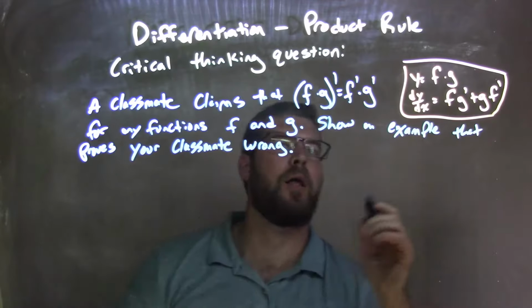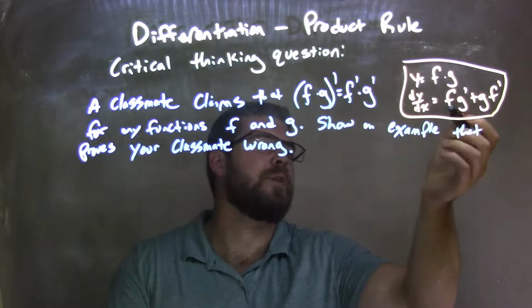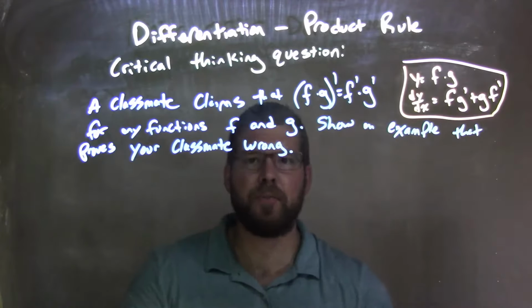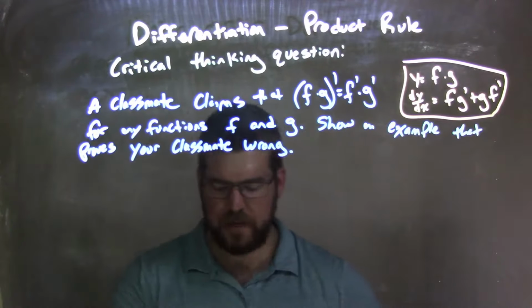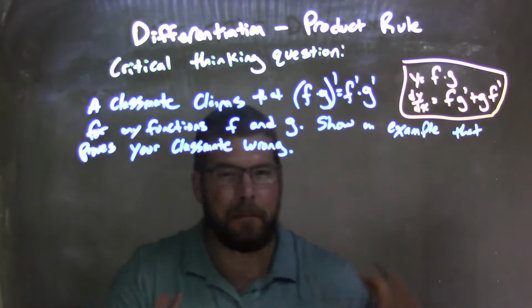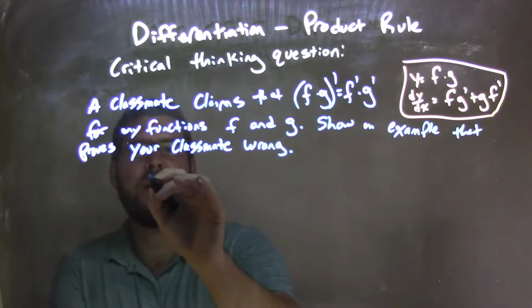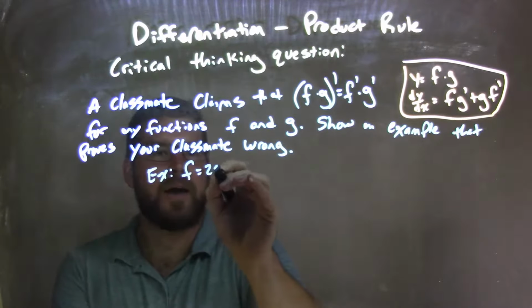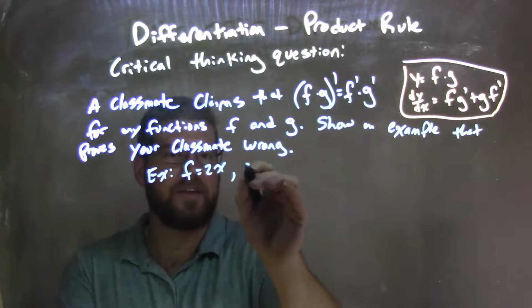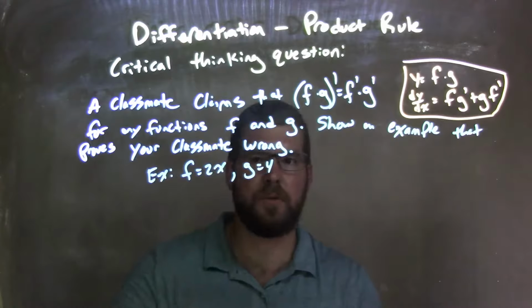We know the real product rule, and it's written right here. If we take the derivative of a function, it's really f times g prime plus g times f prime. So how can we show that our classmate's wrong? Well, let's say an example. Now, there are actually many answers that can prove this. I'm just showing you one way here. If I said f is equal to 2x and g is equal to 4.